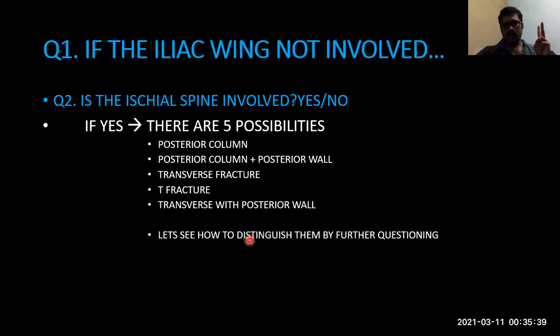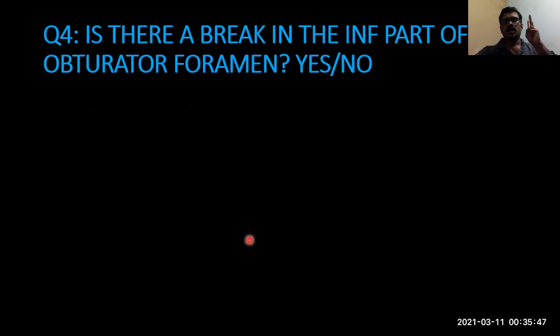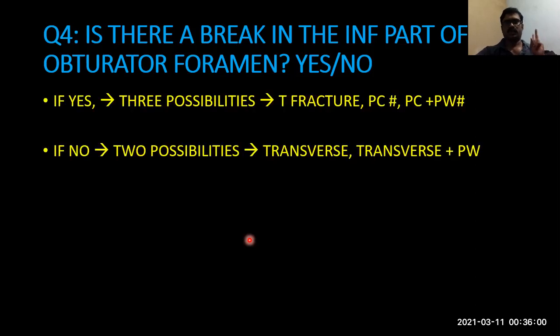So we have asked two questions now: whether the iliac wing is involved, and whether the ischial spine is involved. Now, if the ischial spine is involved, is there a break in the inferior part of the obturator foramen? That is the next question. Yes or no? If it is yes, there are three possibilities. It can be a T fracture, it can be a posterior column fracture, or the third one is a posterior column with a posterior wall.